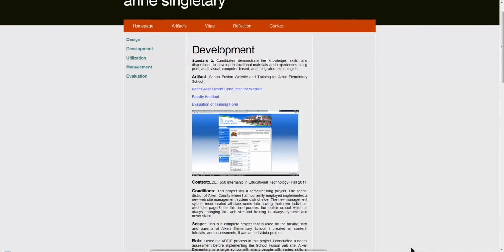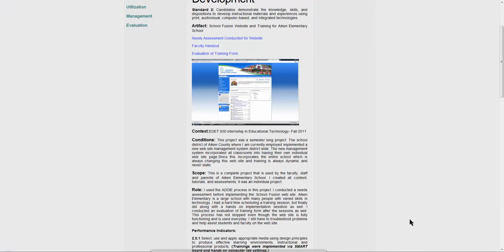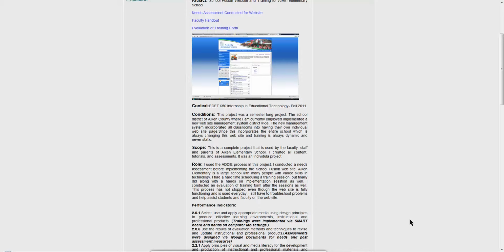In the development section of my artifacts, the projects were some of the ones I had the most fun with. I really enjoyed the process of designing these instructional materials for others. The two groups I designed for in this section are drastically different. The School Fusion site I designed for Aiken Elementary once again. School Fusion is a Web 2.0 tool used by teachers to post academic information and launch blogs, wikis, and slideshows. It also acts as the school website.